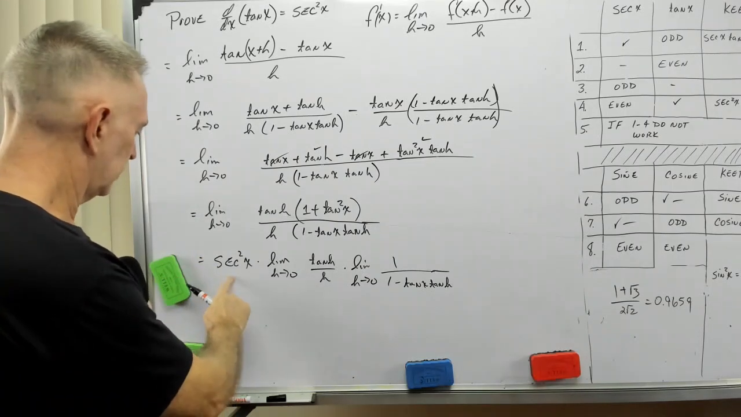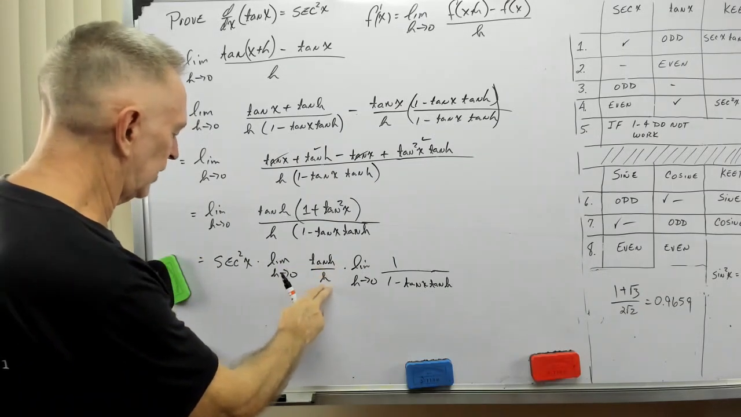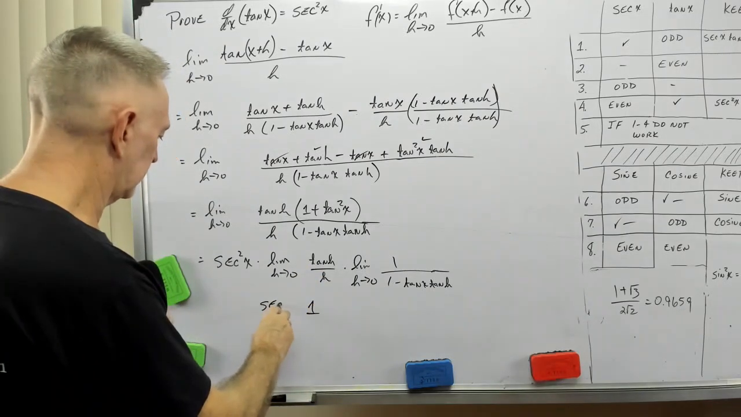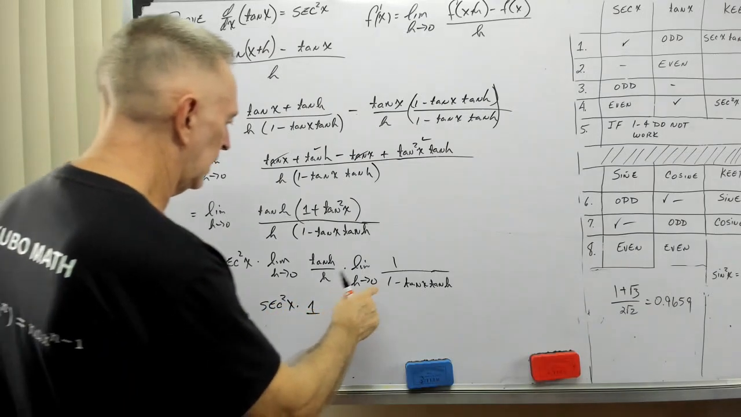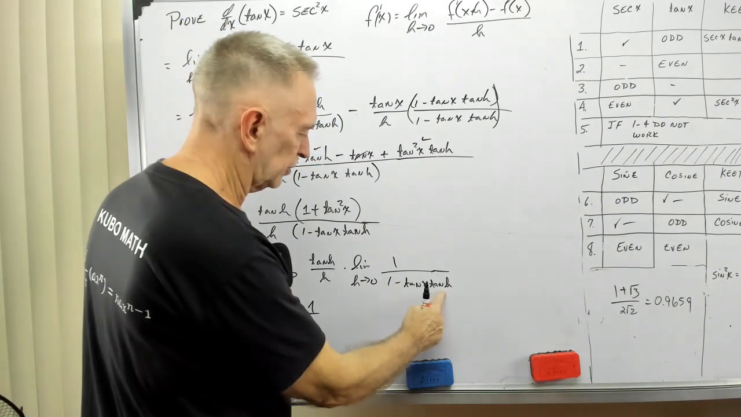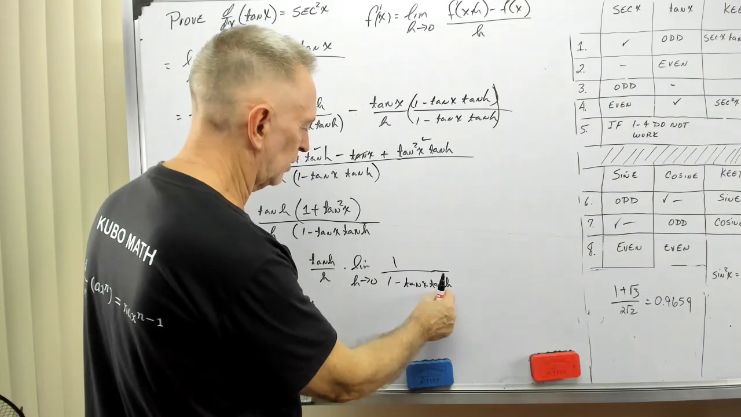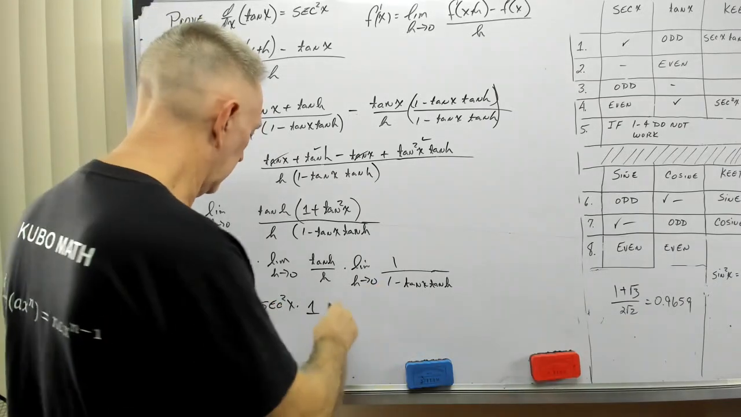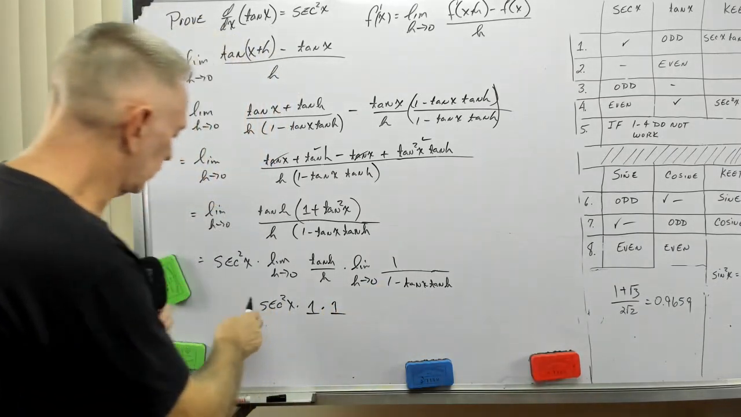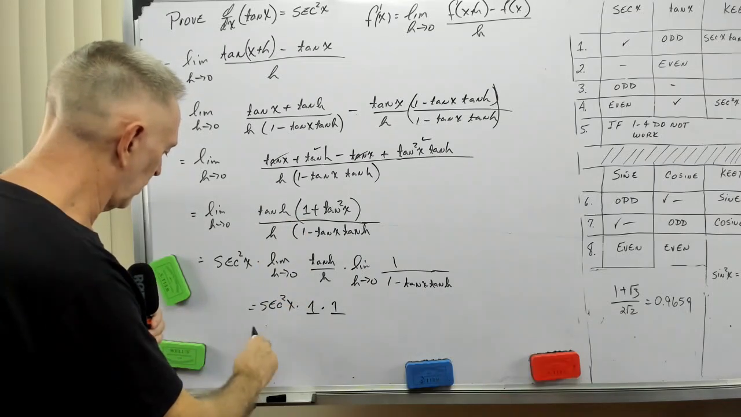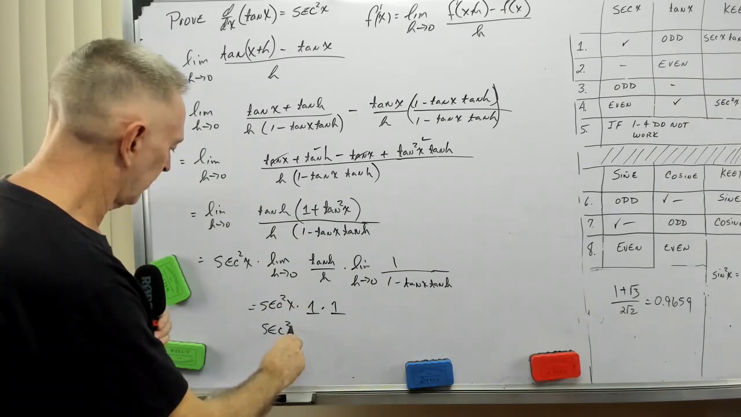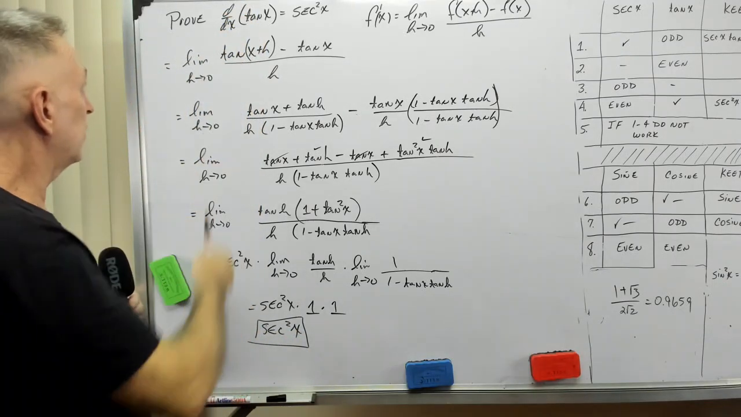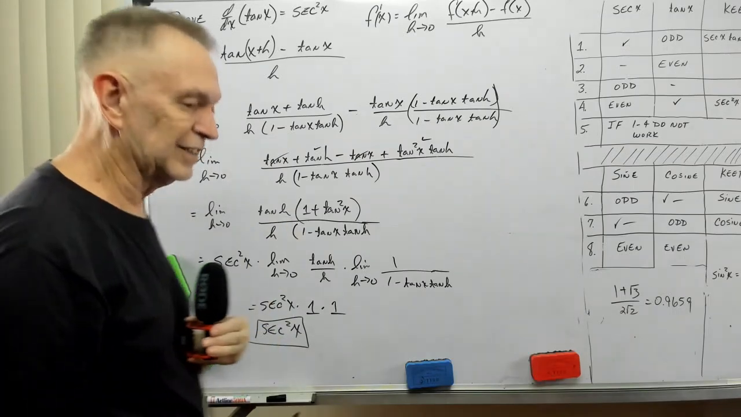So I have secant squared x times the limit of tangent h over h. What is that limit? That's 1. So I have secant squared x times 1. In this limit, as h approaches 0, this term becomes 0. Zero times anything else is 0, so I have 1 over 1. It's 1. So I have secant squared x times 1, which is secant squared x. That, my friend, proves that the derivative of tangent x is secant squared x.